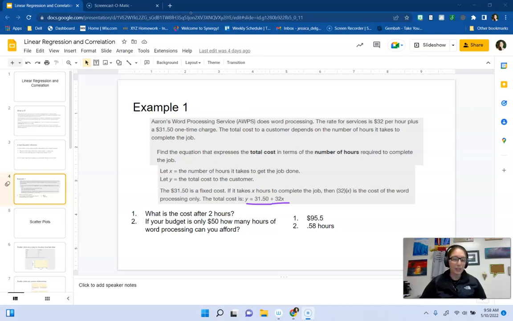So again, how do we use these? What's the cost after 2 hours? Plug in 2 for x, add $31.50, and you get $91.50. If your budget is only $50, how many hours of word processing could you afford? Well, that's an output, so we would set y equal to 50. We would subtract $31.50 from both sides and divide everything by 32, giving 0.58 hours. This is just a quick review again of how to use linear equations.